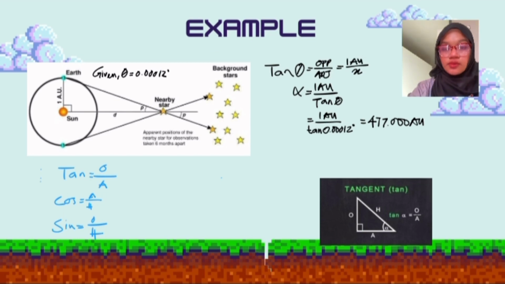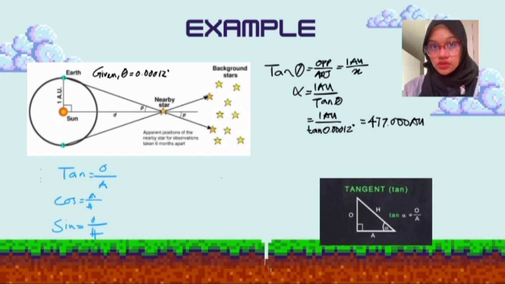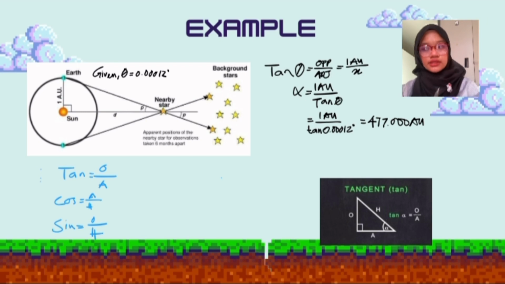So from the example that Adam just told, to find this nearby star, we're going to use the tangent. You know that we have three formulas for the functions of trigonometry, which are the tangent, the cos, and the sine. But for this one, we're going to use the tangent, which has the formula opposite over adjacent. So we're going to find the angle.